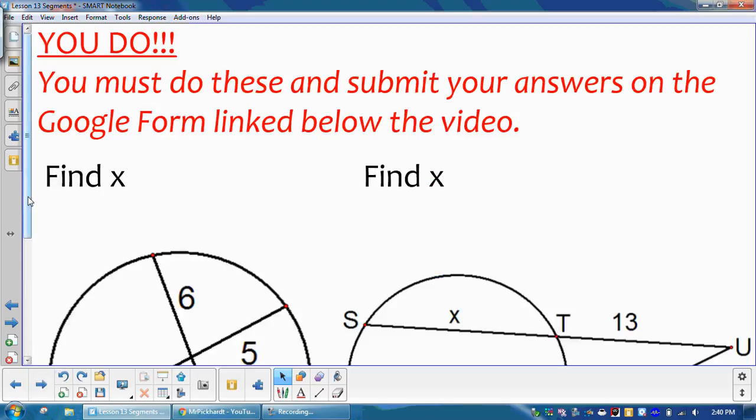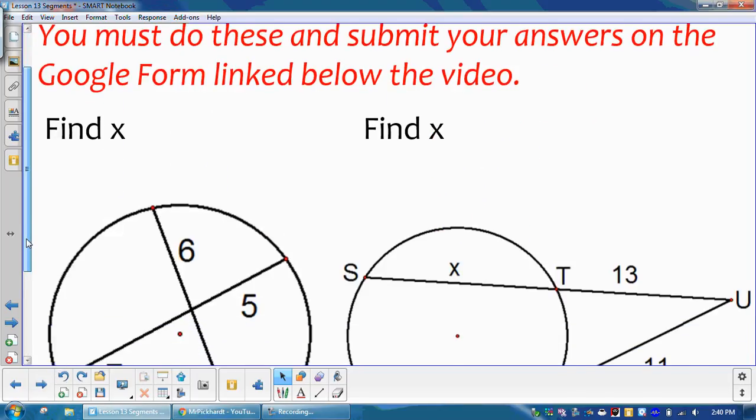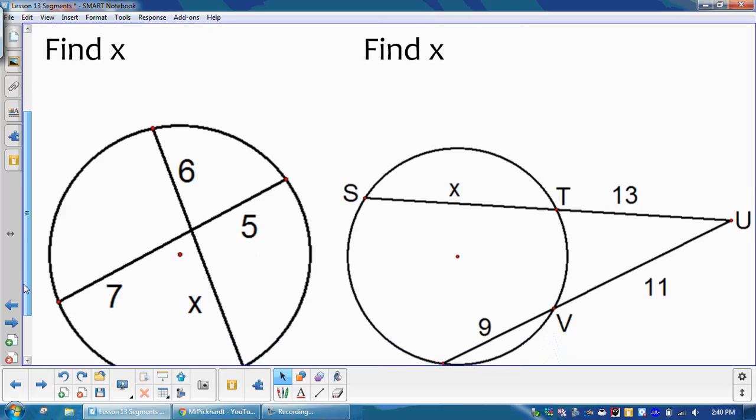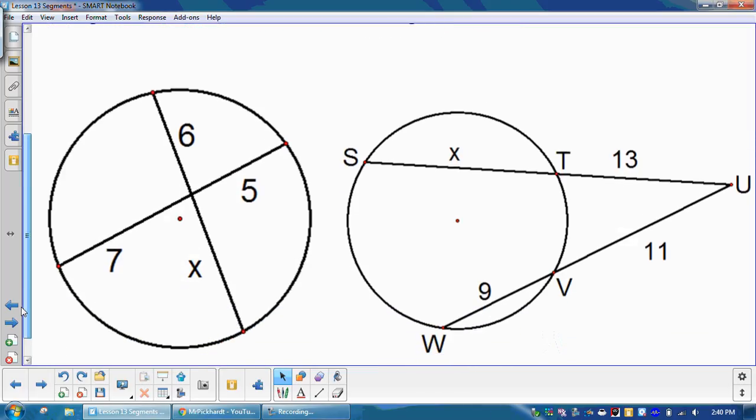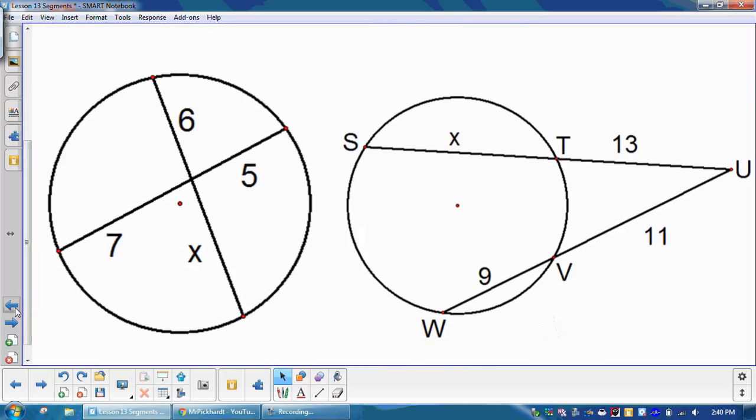So go ahead and try these two and make sure that you're giving me your answers online on the Google form. I know we did 3 types, but I'm giving you 2. We'll practice them all in class.